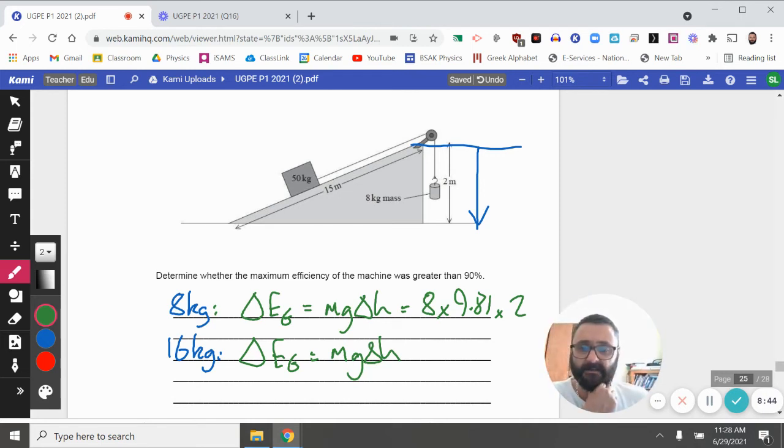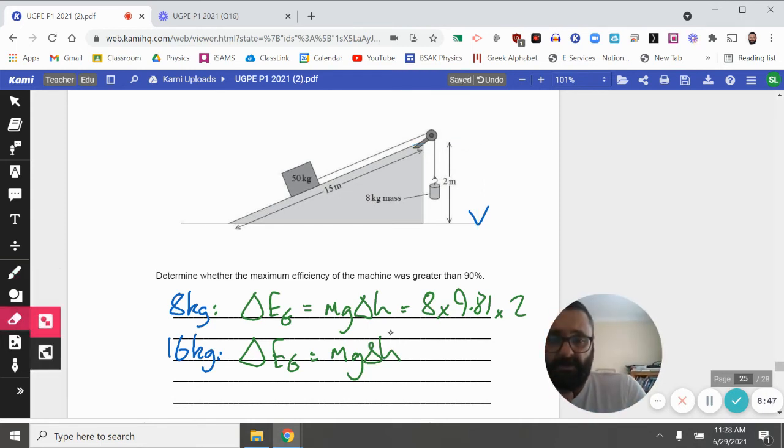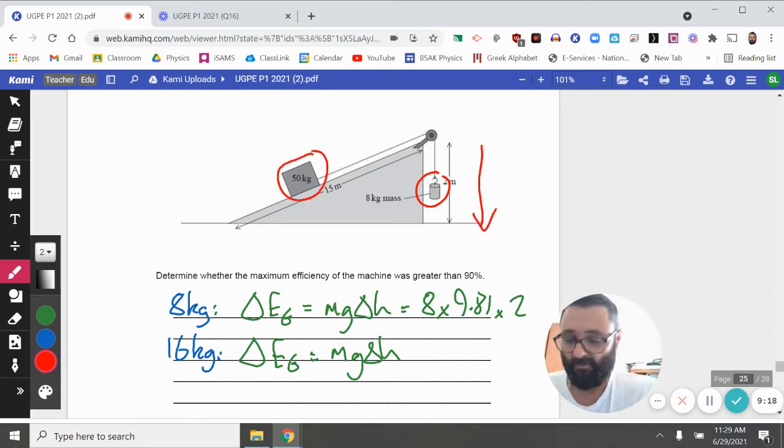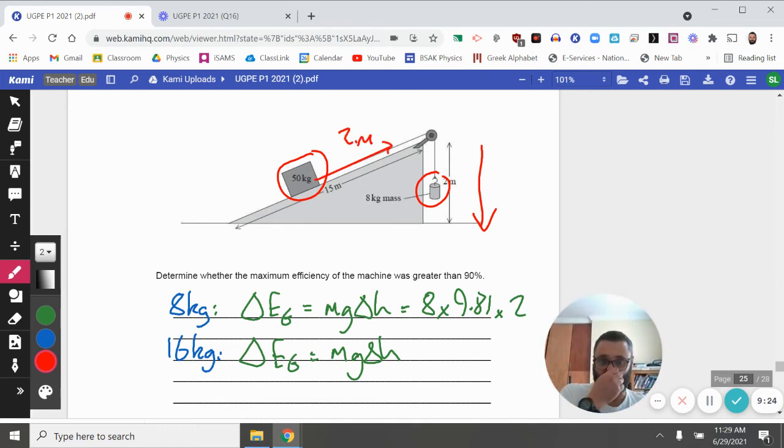What's the delta H here? This is the trickiest part of the question. Now, when the 8 kilogram mass goes down by 2 meters, what height does the 50 kilogram mass go up? Now, it does not go up 2 meters. It does not go vertically up 2 meters. It moves up the slope 2 meters. So, when this one goes down through 2 meters, this one will move up the slope through 2 meters. There's the key part there.